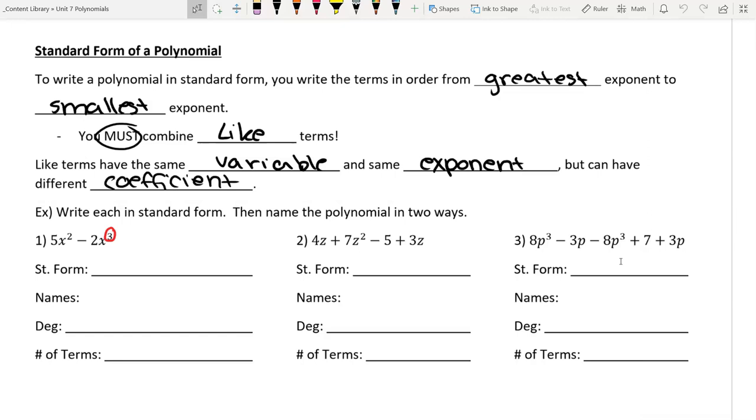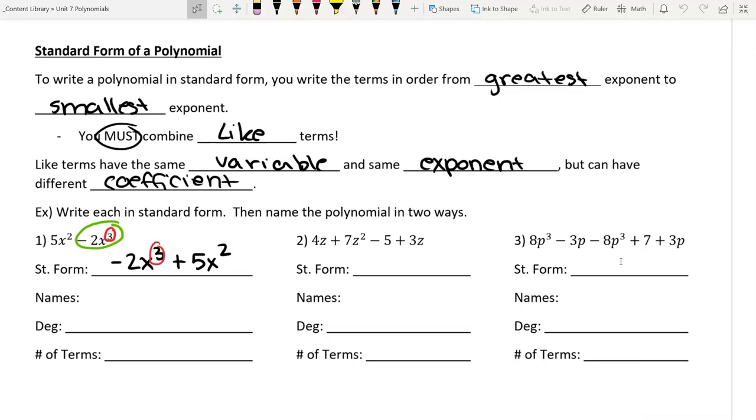And when you do these, the negative 2x cubed, the negative has to go with it. The 5x squared is technically positive. So when I reorder this in standard form, negative 2x to the third goes out in front, plus 5x squared, and now I am correctly in standard form. See how the sign goes with whatever it is in front of, okay?